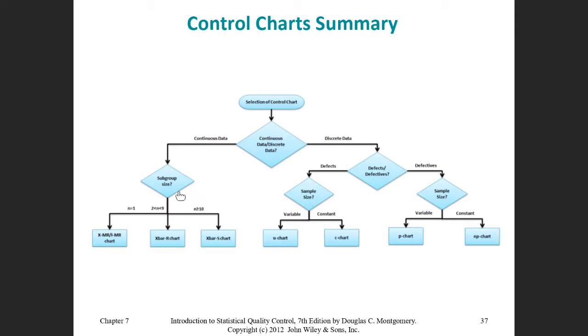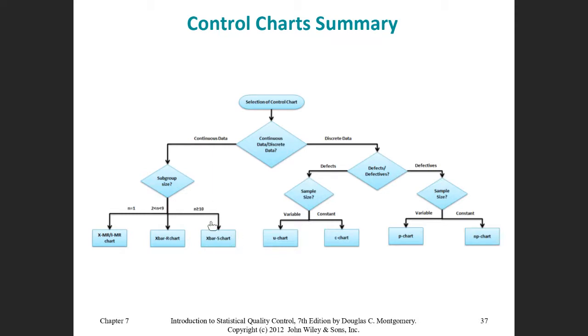The second level is the subgroup size. After we look at the data and identify the type, we look at the subgroup size for this data. If the subgroup size is 1, that means the individual moving range control chart, which is the X bar MR, or they call it IMR. If we have a sample size greater than 2 and less than 9, then we use the X bar R chart.